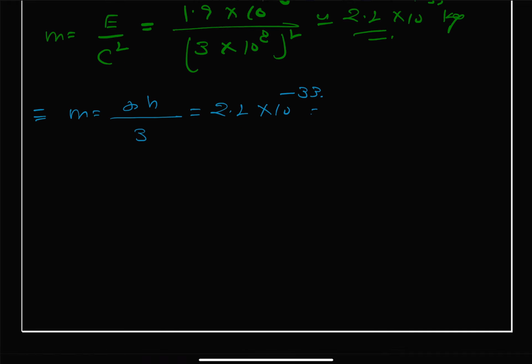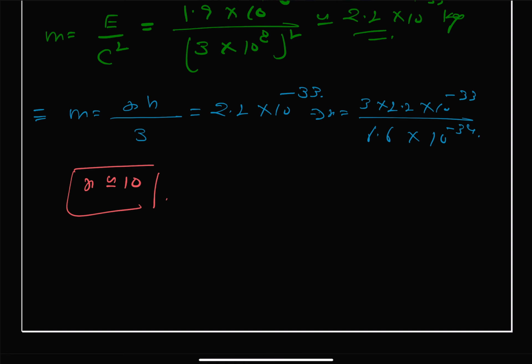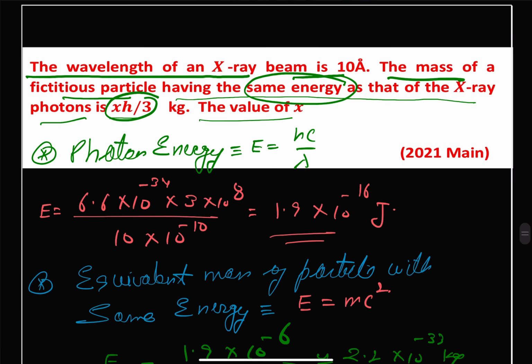So from here we can say that x will be equal to 3 into 2.2 into 10 to the power minus 33 divided by h, which is 6.6 into 10 to the power minus 34. Therefore, we can say that our value of x is approximately equal to 10. Value of x is 10. Next question.